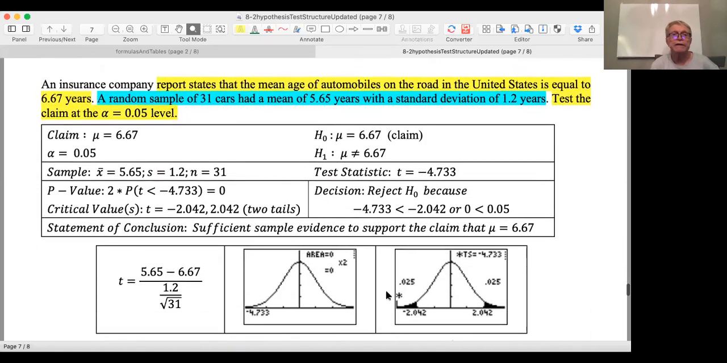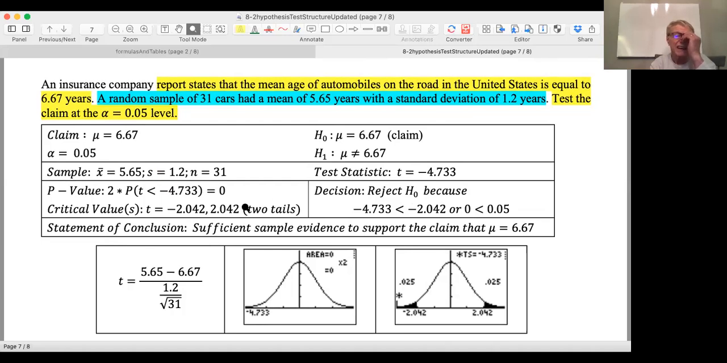And then the next one, this is a test of the mean, and it's a two-tailed test. So we had to find the p-value, which turns out to be 0, and we compare that to basically any alpha, and we see that the p-value is less than alpha. Therefore, we'll say reject H0. The test statistic is unlikely. Reject H0 because the p-value 0 is less than 0.05.